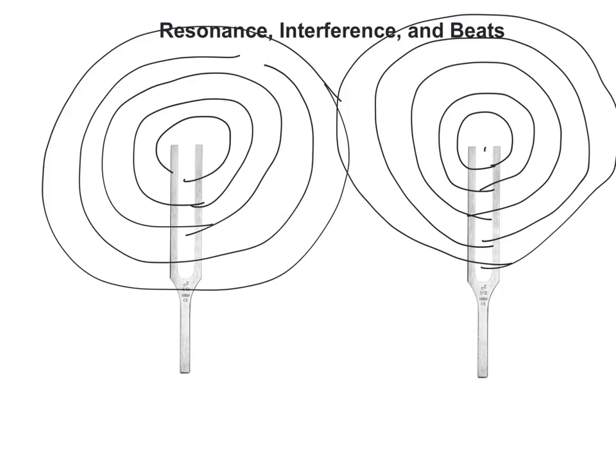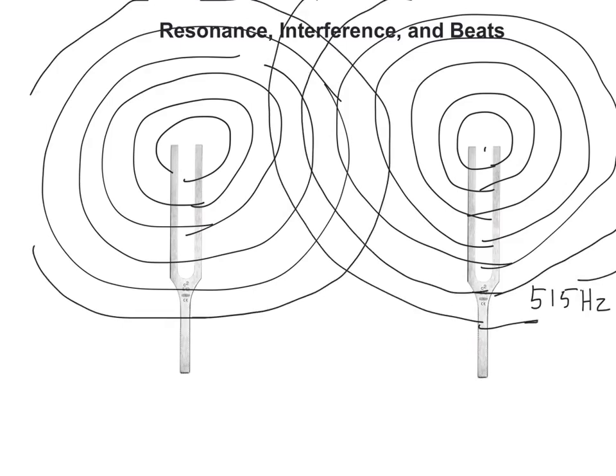Now, if one of these tuning forks is no longer 512 hertz, but maybe it's 510, maybe it's 513, 515, whatever it might be, you start to see a difference and no longer have resonance, but you create a beat instead. Because these two frequencies are just slightly different from each other, there will be places where the crests and the troughs, or the compressions and the rarefactions, line up perfectly and create constructive interference, and then you'll have other places where they line up completely out of phase and create destructive interference.